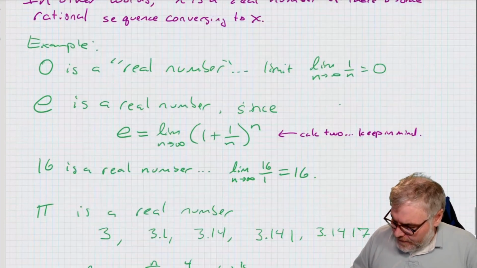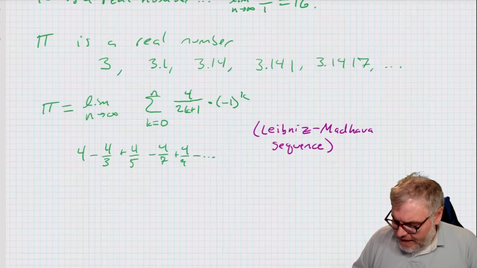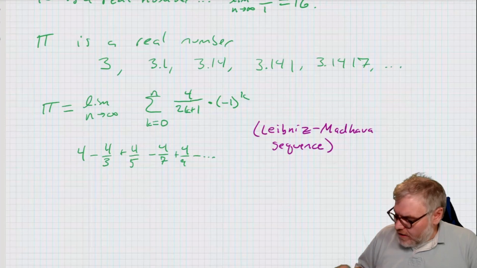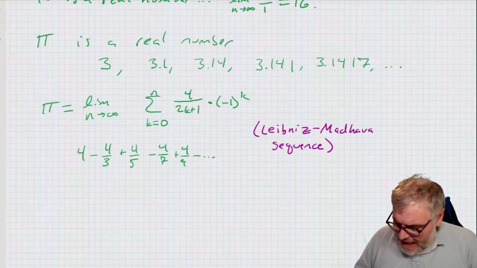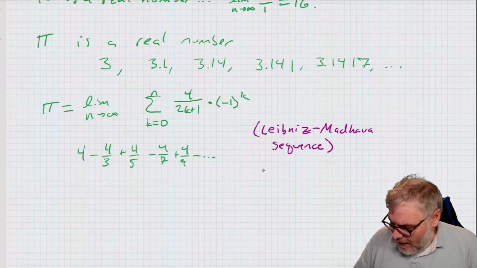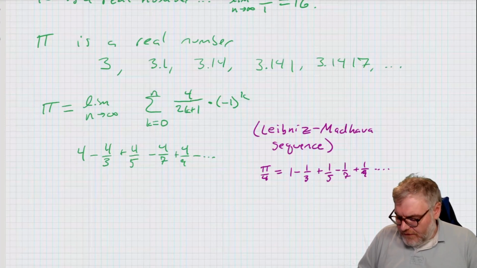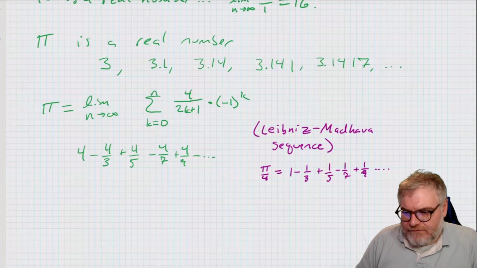If that's not satisfying you, there's another one here. This is called the Leibniz-Madhava sequence. And it says that pi equals the limit as n goes to infinity of the summation from k equals 0 to n of 4 over (2k plus 1) times (negative 1) to the k. So I've got 4 minus 4 over 3 plus 4 over 5 minus 4 over 7 plus 4 over 9. Leibniz's actual statement for this was that pi over 4 equaled 1 minus 1 over 3 plus 1 over 5 minus 1 over 7 plus 1 over 9, dot, dot, dot. So he didn't have the 4 on top. If you want to get to pi, you have to multiply the whole sequence by 4.